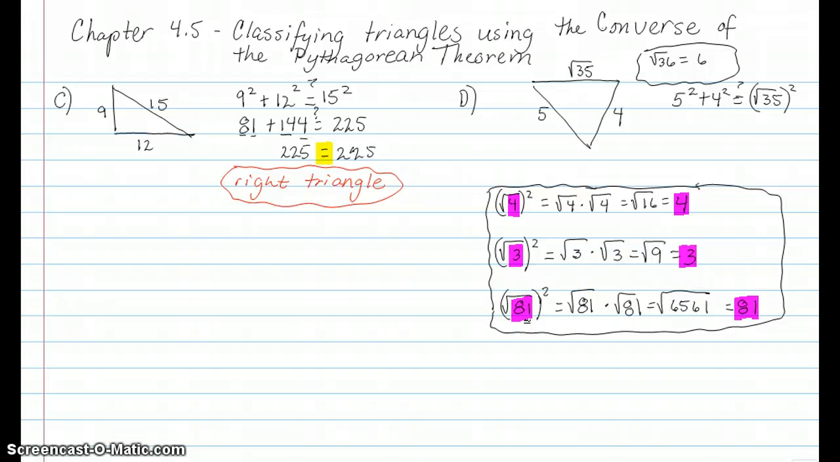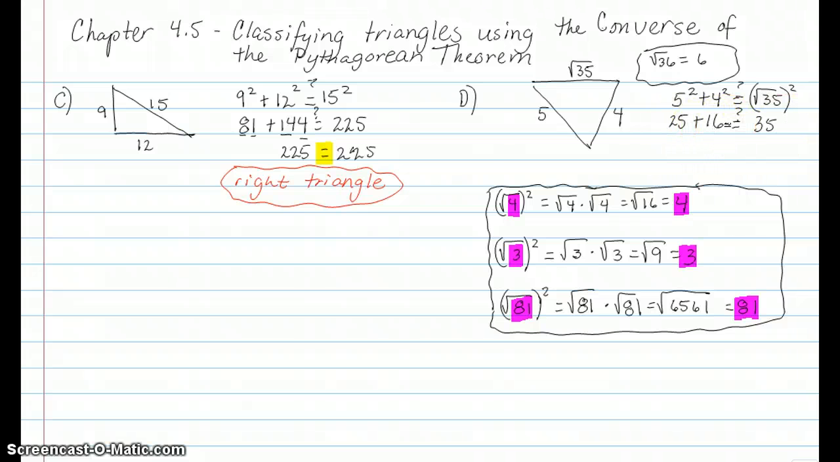Okay, so coming back up here, this was just a little bit of knowledge to help you save some time. 5 squared is 25, 4 squared is 16. We're looking to see whether it equals, or is less than, or greater than. It looks like it's going to be greater than. Square root of 35 squared is just going to be 35. It's going to be the number that is under the radical symbol. It's going to be the radicand.